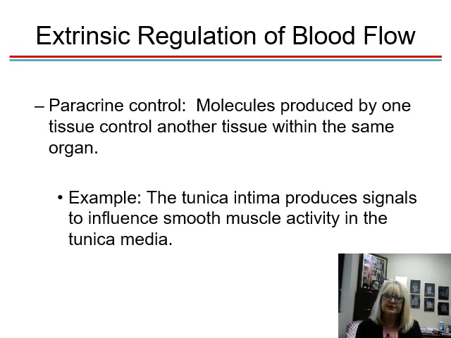So the paracrine control: the molecules produced by one tissue control another tissue within the same organ. An example would be the tunica intima producing signals to influence smooth muscle activities in the tunica media.